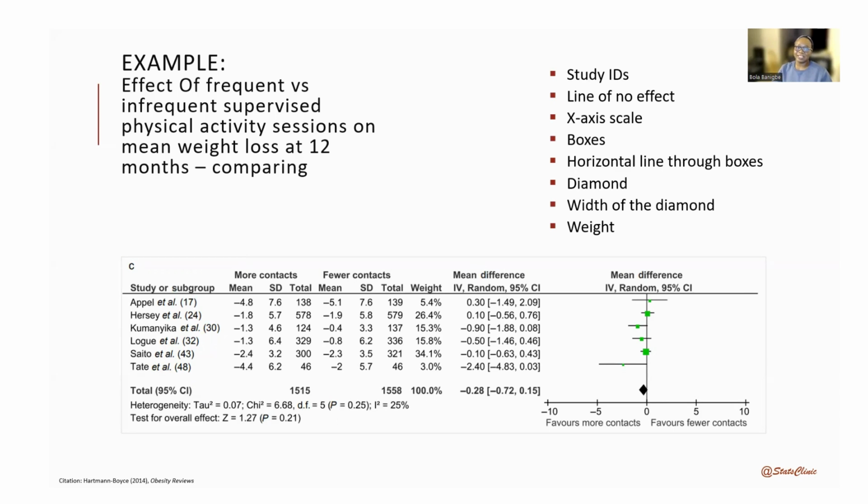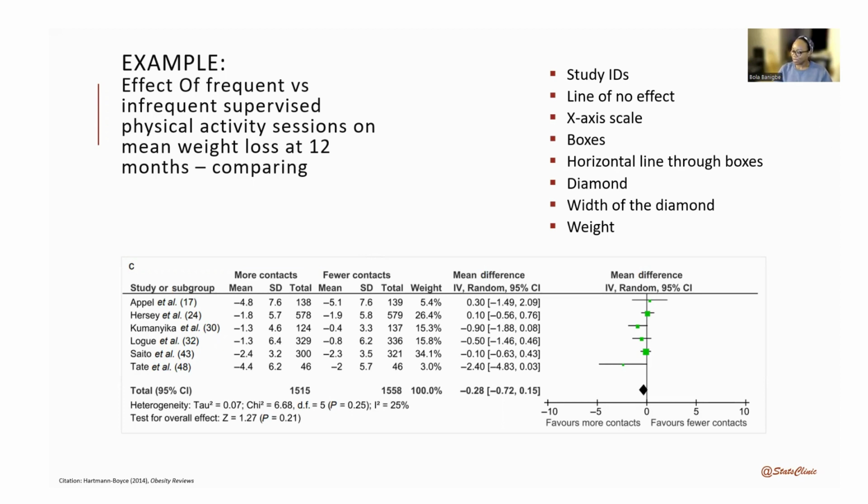So basically, this is very similar to all the forest plots that we saw in the earlier session, except that because weight is a continuous measure, the effect estimate is a continuous measure, and we're using the mean difference here. This forest plot really does show it very well, that we're basically just subtracting the mean weight loss among the group with fewer contacts from the mean weight loss among the group with more contacts. So this is an example of how you would use the mean difference.